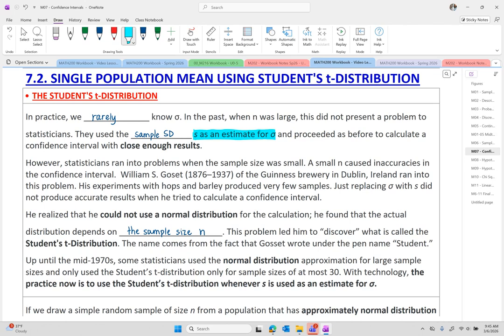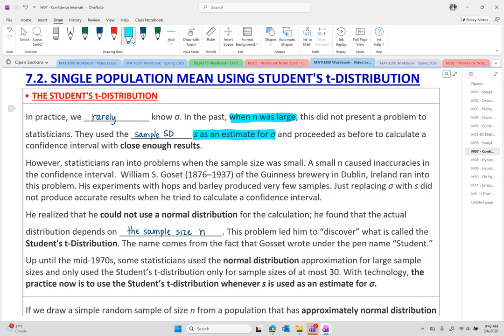So if our sample size is n, and it's greater than 30, we discussed when we were talking about the central limit theorem and the law of large numbers that as the n increases, then the distribution of the sample mean becomes more and more normal. So statisticians ran into problems when the sample size was small.